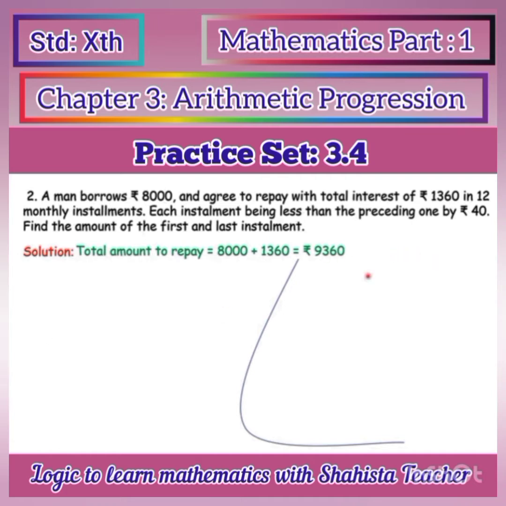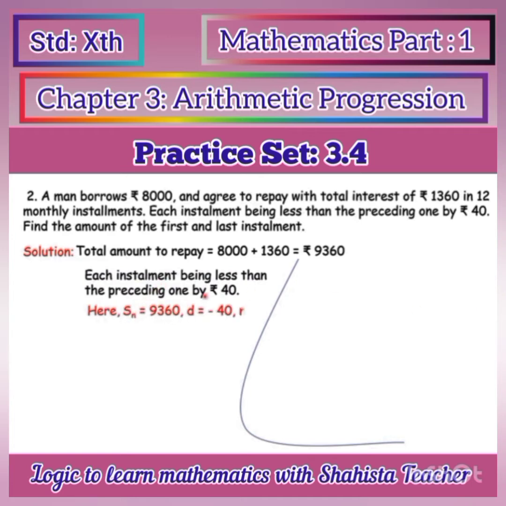Okay, 8,000 has to be paid, along with 1,360 as the full yearly installment, which makes 9,360. So each installment is less than the preceding one by ₹40. That means here Sn is equal to 9,360, means S value is 9,360 and D value is equal to -40, because the question says each installment is less than the preceding one by 40. Okay, so D is -40 and N is equal to 12.